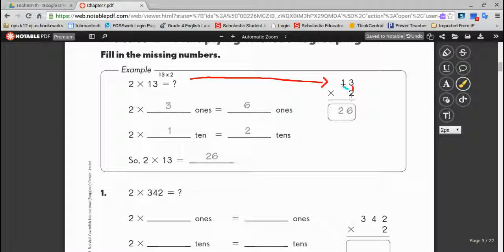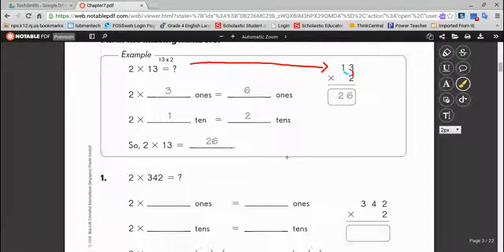And that's 2 times 1, but that 1 is not a 1 in the 1 spot, that's 1 in the 10 spot. So that's really 2 times 10, which it says over here. 2 times 10. And 2 times 1 is 2, but it's not 2 ones, it's 2 tens. So it's 2 times 10 equals 2 tens. And if you put the number together, you get 26.